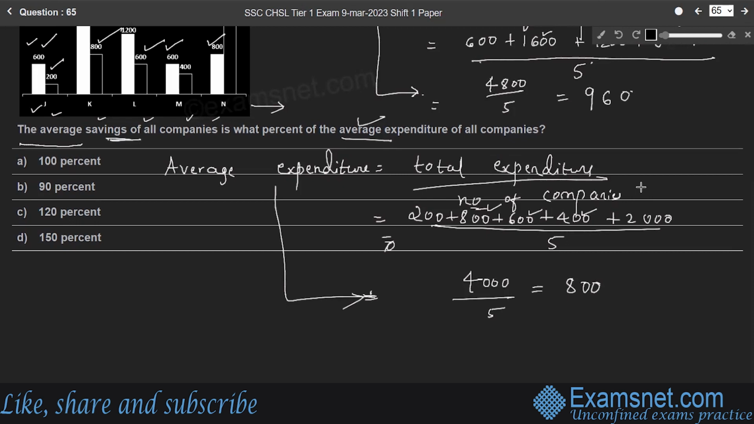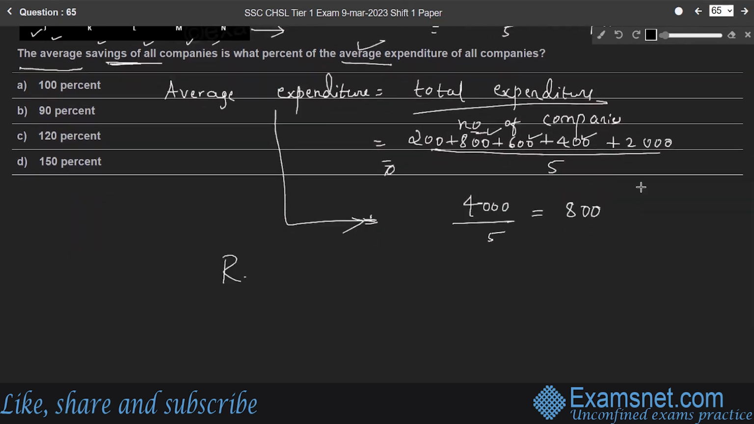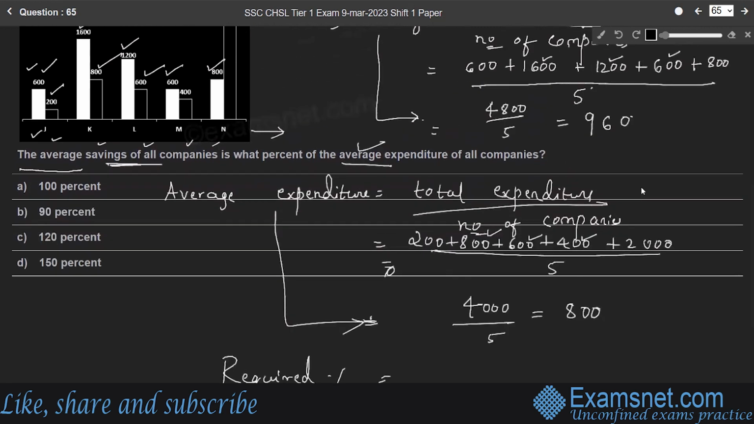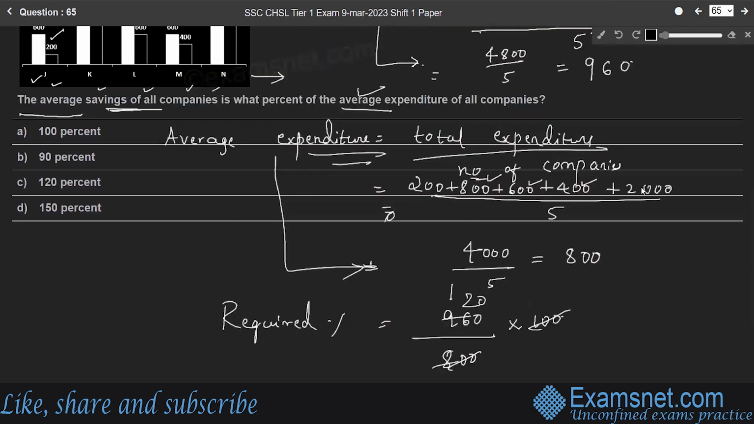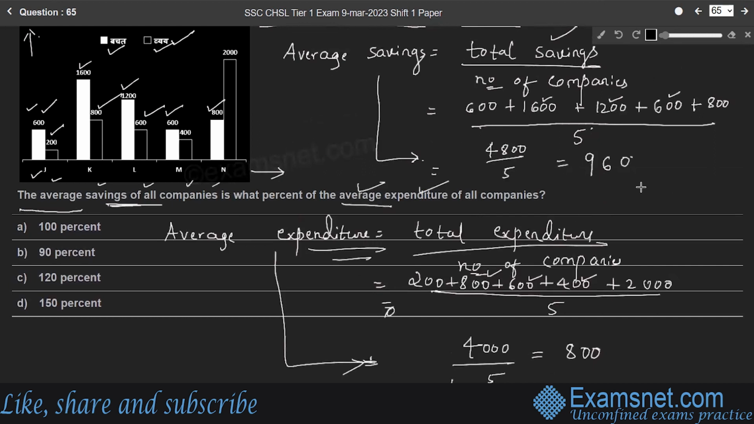Here the question is: the average savings of all companies is what percentage of the average expenditure? Therefore, the required percentage is the average savings, which is 960, out of the average expenditure, which is 800, into 100. Therefore, it is 8 into 120, so the average savings is 120% of the average expenditure, right? Therefore, option C is the right answer.